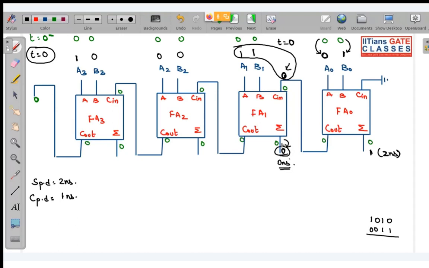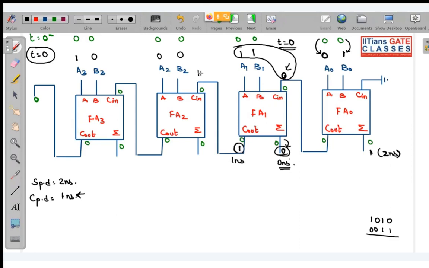Initially also it was 0. After the application of input also it is 0. So this output will be stabilized at 0 nanosecond. But look at this C out. Previously when I add 0 plus 0, there was no carry generated, it was 0. But when I add 1 plus 1, sum is 0, carry will be generated, and this carry will be generated after 1 nanosecond application of input. Input was applied at 0 nanosecond, so this carry will be generated at 1 nanosecond.